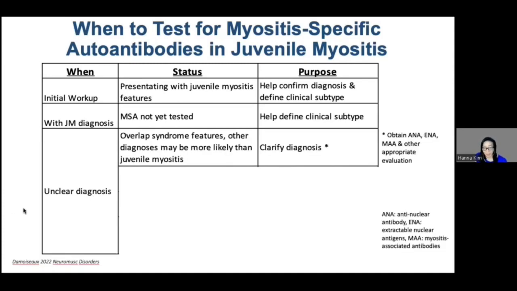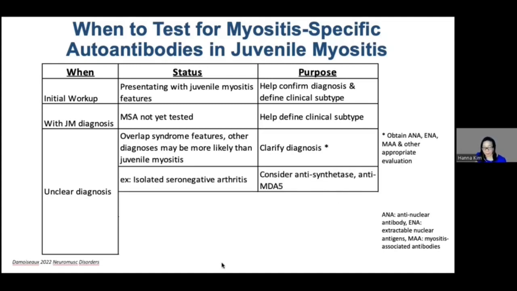There are other individuals with less clear diagnosis, who may have overlap syndrome features, or they may have other diagnoses that are more likely, and juvenile myositis is less high on the differential. But doing this testing may still clarify the diagnosis. In these sorts of cases, it's best done in the context of other testing, including an anti-nuclear antibody, myositis-associated antibodies, ENA antibody testing, and other appropriate evaluation.